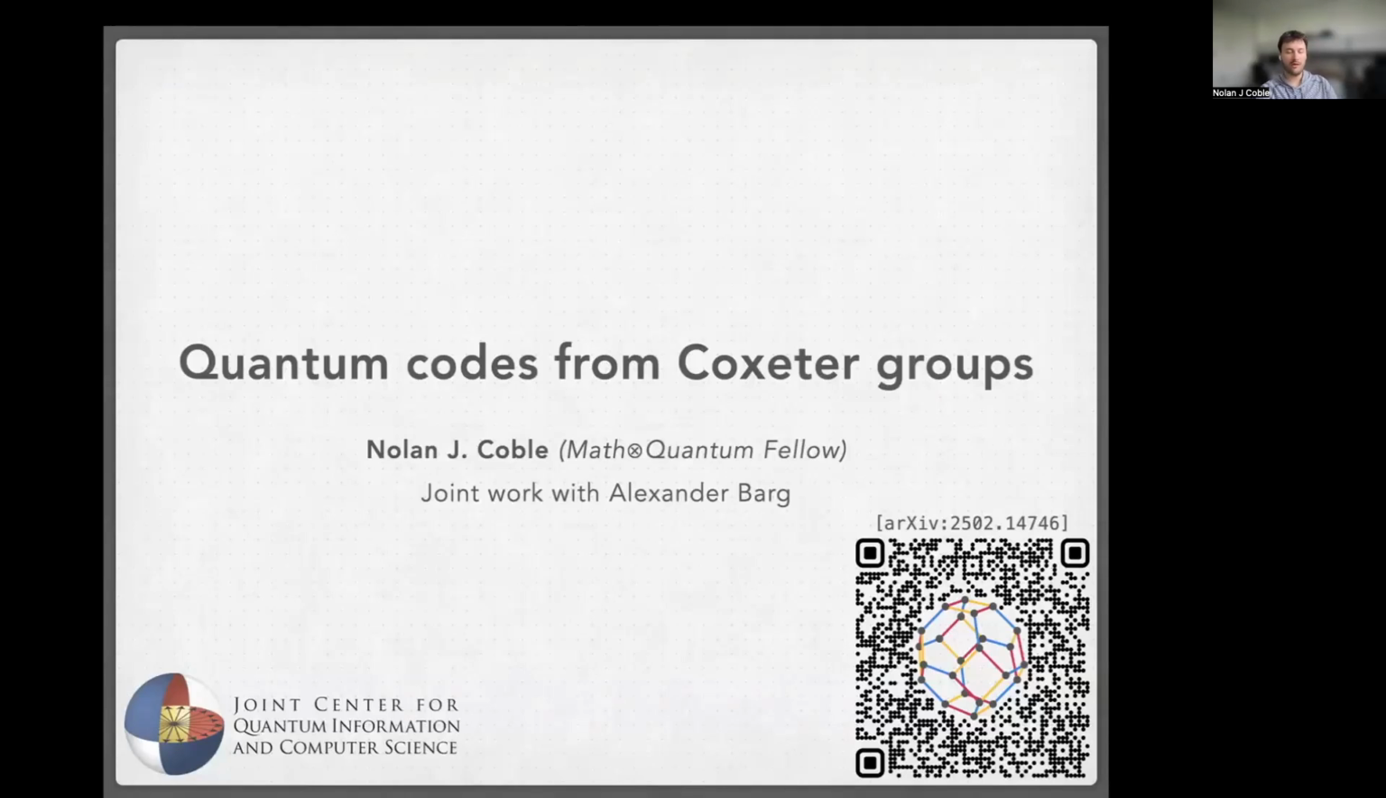Today I'm going to be talking about a recent work with my advisor where we use Coxeter groups to construct new families of quantum codes, and I've linked our arXiv preprint here.